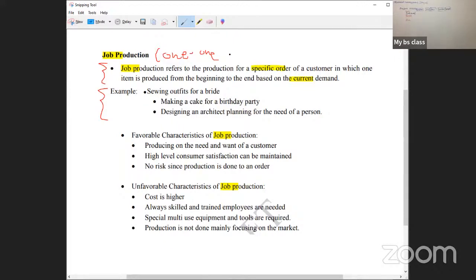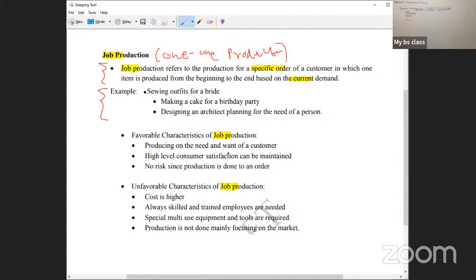Right? There are ready-made cakes also available, which come under the batch production. But if you want to have a highly customized product, yes, one-to-one production, job production.